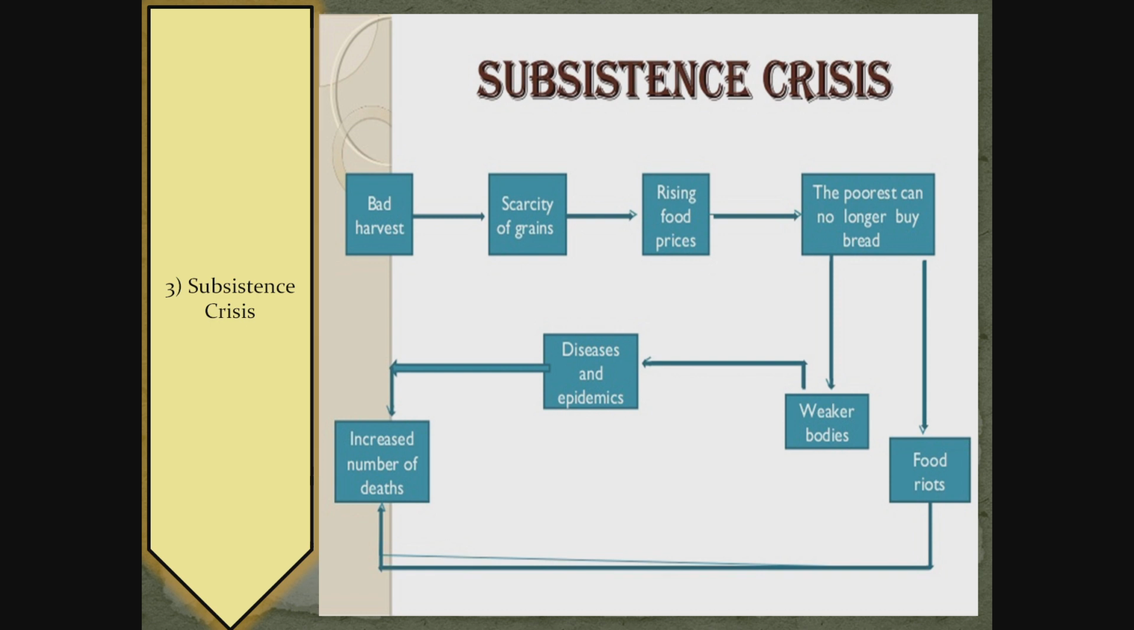French population was increasing, but agricultural production was not keeping pace with this population. So people were not getting food, and in addition to that, there was bad harvest during these years. So two reasons behind this subsistence crisis: first is bad harvest, and second is growth in population. So what happened because of this? There was scarcity of grains.